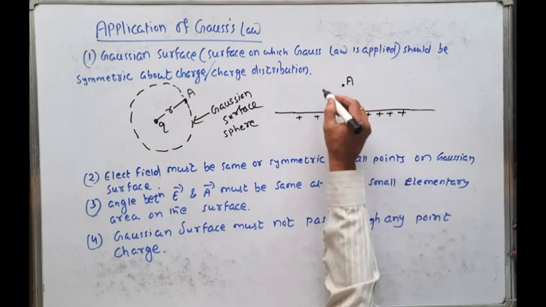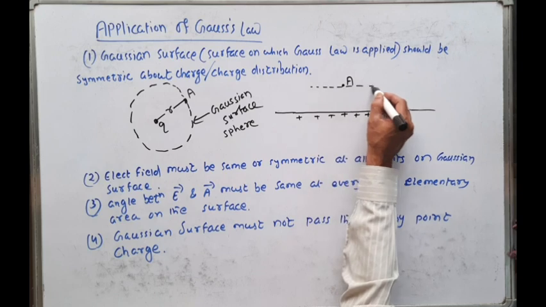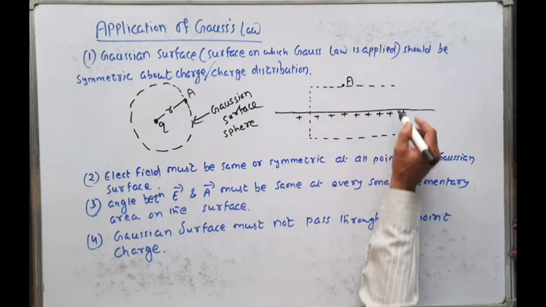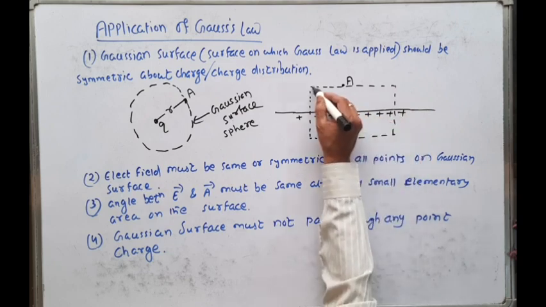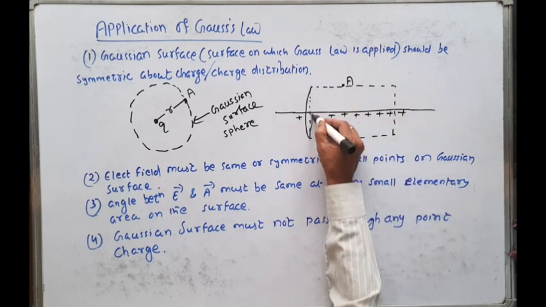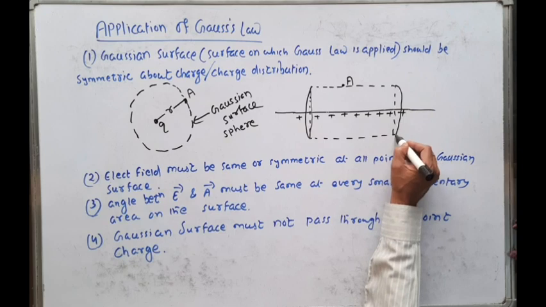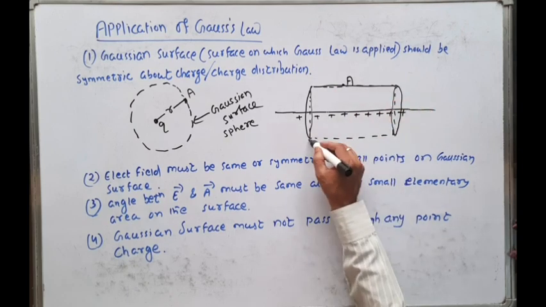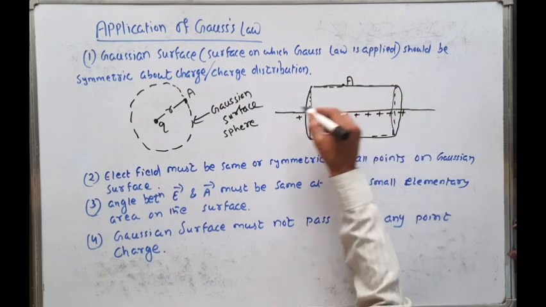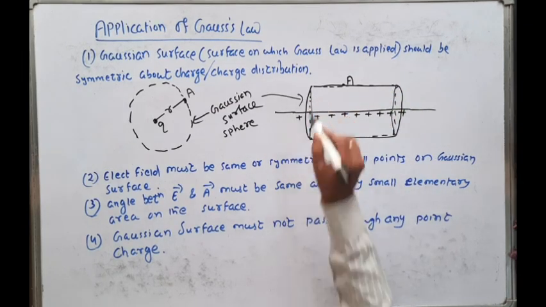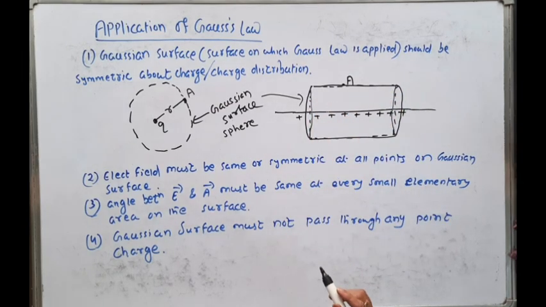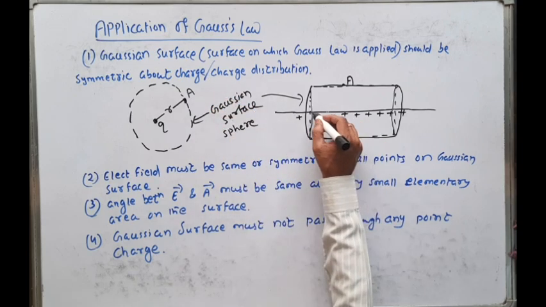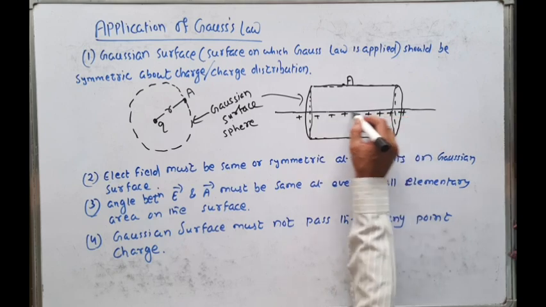So for that I have to take an imaginary cylinder. This is your imaginary cylinder which is passing through the point A. This imaginary cylinder is our Gaussian surface. Why did I take this cylinder as the Gaussian surface? Because you see, this is the linear charge distributed conductor.